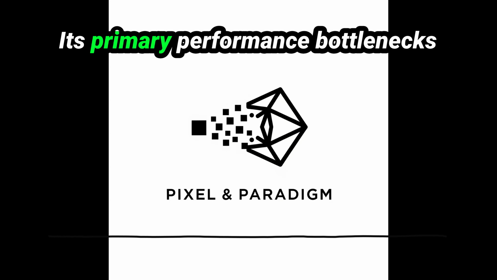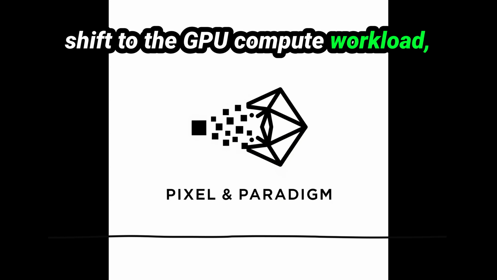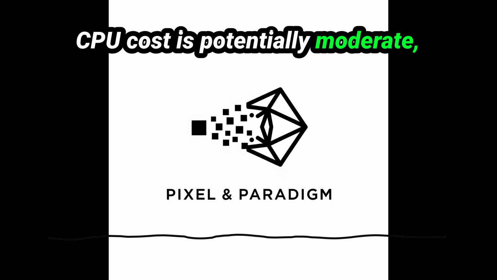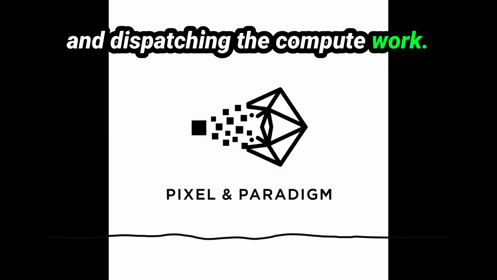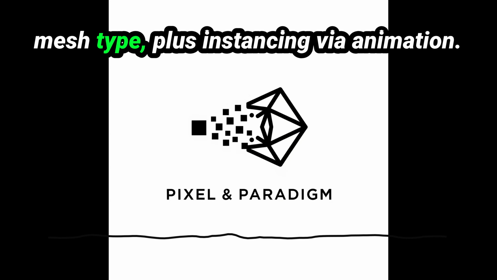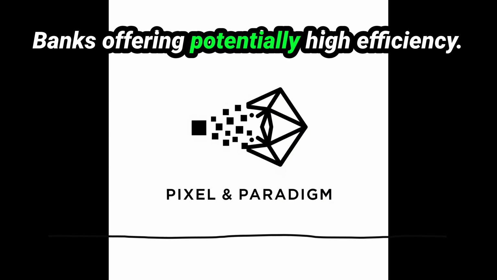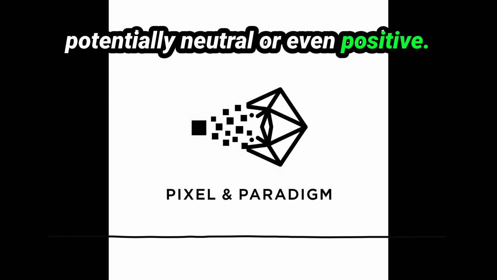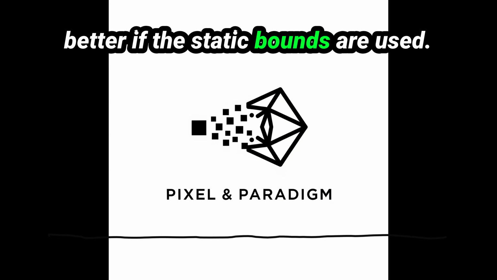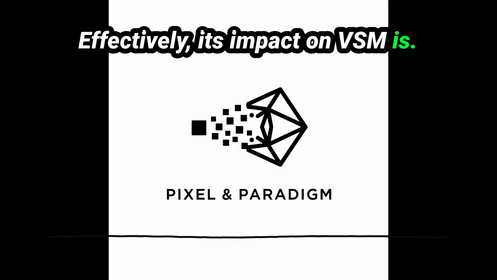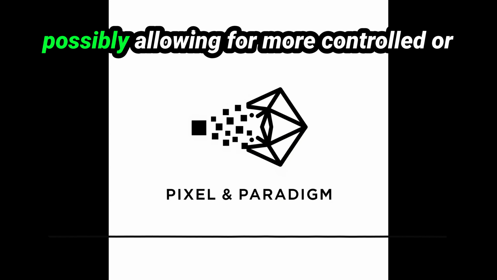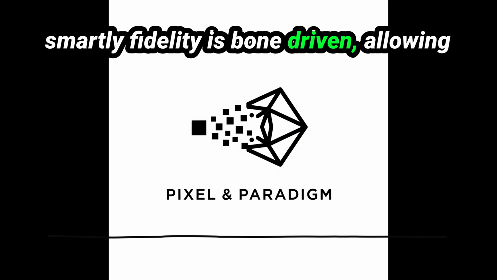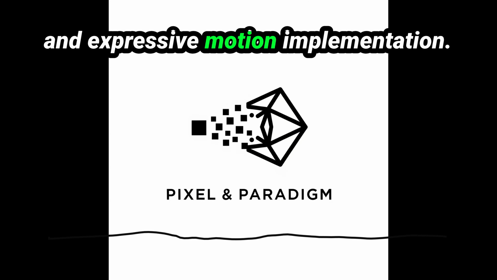For rig compute, its primary performance bottlenecks shift to the GPU compute workload, running the wind simulation, and the subsequent skinning process. CPU cost is potentially moderate, maybe for managing instances and dispatching the compute work. Draw calls aim for potentially one per mesh type plus instancing via animation banks, offering potentially high efficiency. Its impact on Nanite culling is potentially neutral or even positive. The base culling could be much better if the static bounds are used effectively. Its impact on VSM is potentially less negative than WPO, possibly allowing for more controlled or less frequent updates if implemented smartly. Fidelity is bone-driven, allowing for much more complex, hierarchical, and expressive motion.